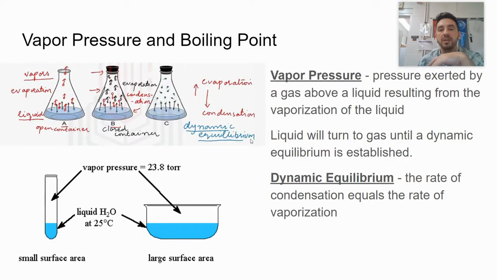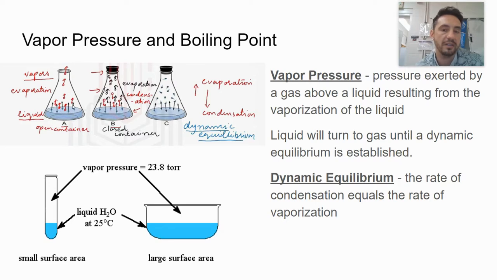Okay, so what is vapor pressure? Well, vapor pressure is the pressure, or the force, exerted by a gas above a liquid resulting from the vaporization of the liquid. For example, here we have a container with some water in it, and the particles are going to evaporate. If the container remains open, some of those particles are going to escape, and they'll keep escaping forever.